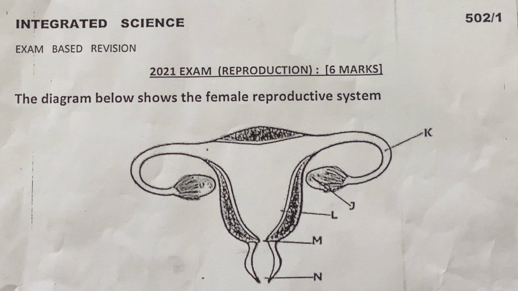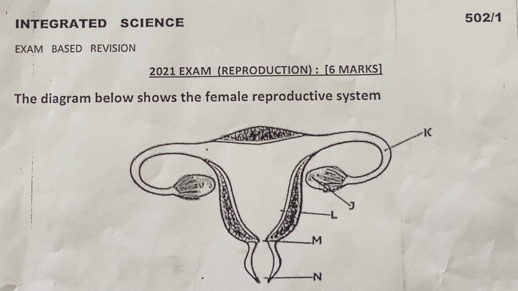Reproduction is the process in which parents produce their young ones. And that is this type of question. We may have the female reproductive system, sometimes the male reproductive system, sometimes the diagram of the baby in the womb, depending on what an examiner tries to bring. I hope this video will help to boost your preparation in trying to emerge victoriously over this year's exam.